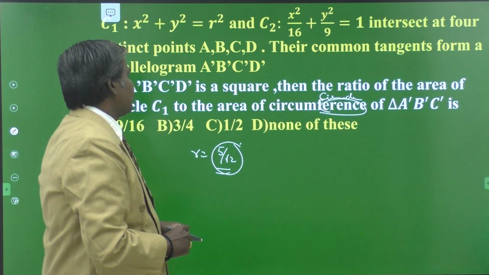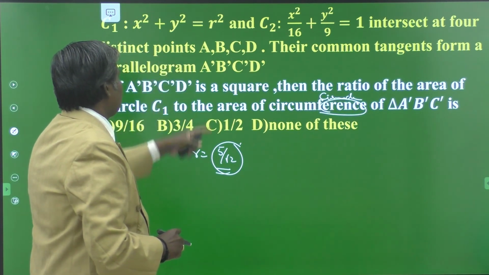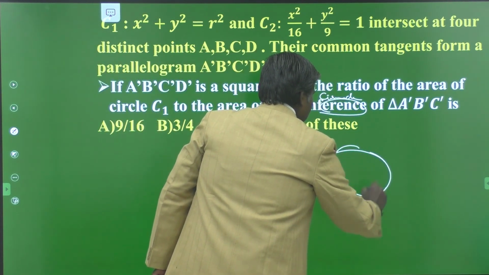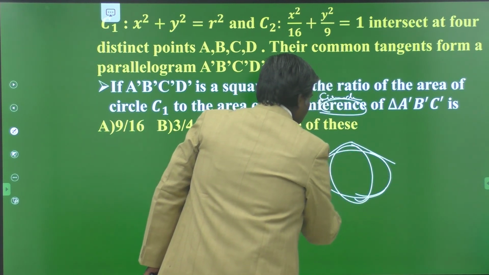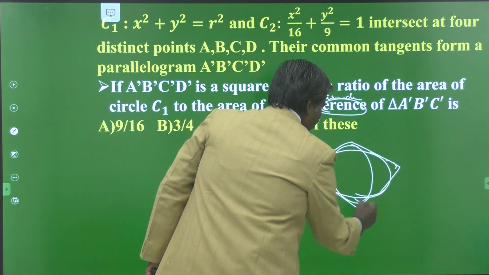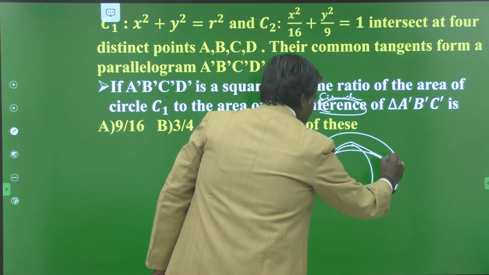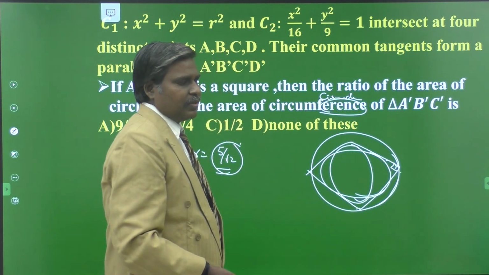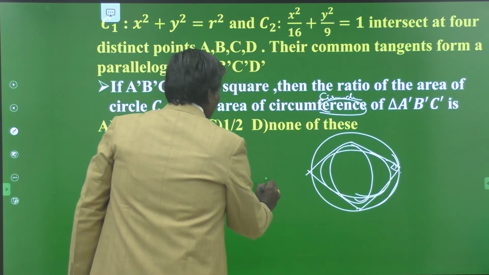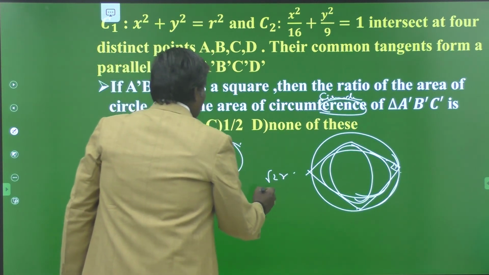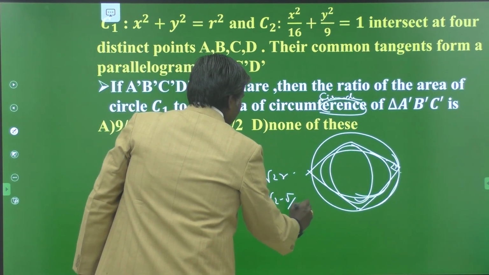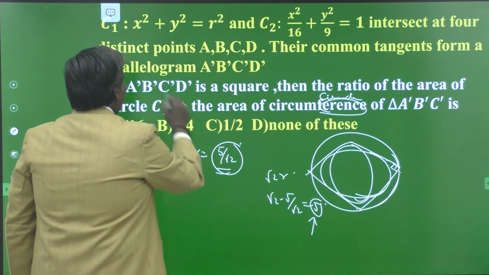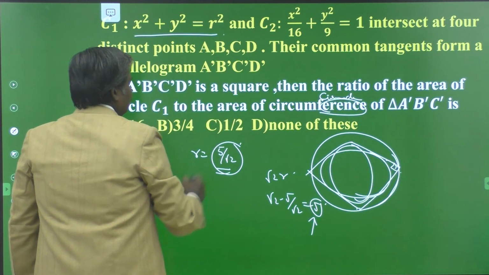When A dash, B dash, C dash forms a square, the radius of x square plus y square equal to r square is 5 by root 2. This is the ellipse. This is the corresponding circle. This is the corresponding square. This is the circumcircle. What is the angle here? 90 degrees. That is the director circle to that one. So the director circle radius is what? Root 2 r. So root 2 times 5 by root 2 equals 5. So this is the radius of that circle, and the radius for x square plus y square equal to r square is 5 by root 2.